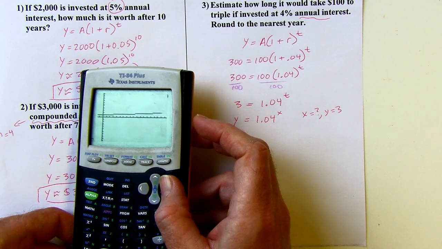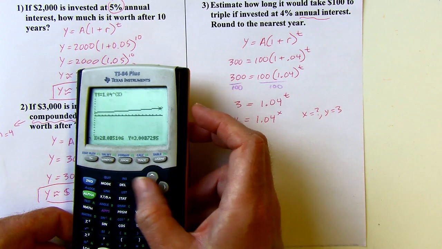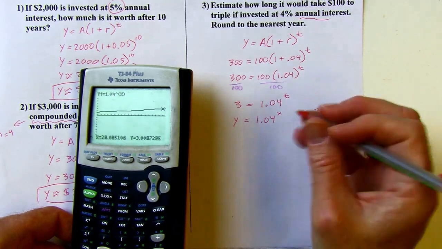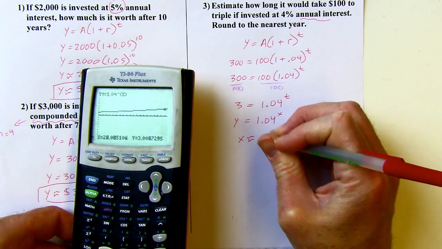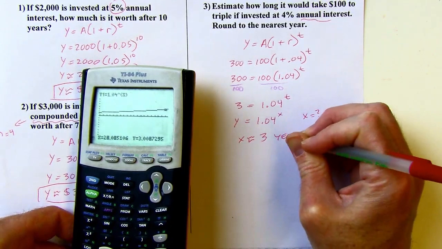If you wanted to make your jumps go quicker, you could zoom out. But I want to try to get a pretty accurate y value here. Okay, and I'm just going to try to get the y to be about 3, which is right in here. And you can see it's pretty close to 28 if you look at the x's. Okay, so it's to the nearest year anyway, so it should take about 28 years.